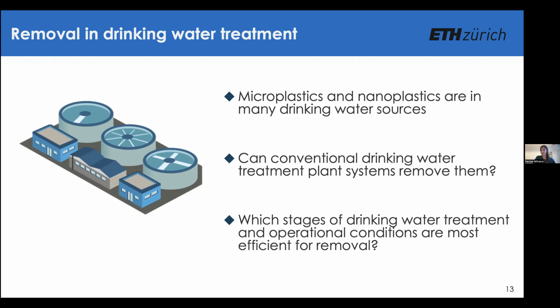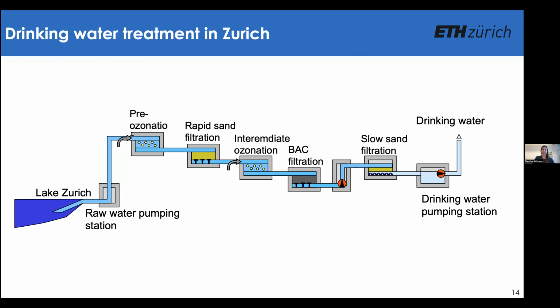Maybe not everybody is super familiar with what exactly is happening in a drinking water treatment plant. So to give a small overview of how the drinking water treatment plant looks, at least in Zurich, the raw water for drinking water is taken from Lake Zurich. It then goes through a pre-ozonation step to kill a lot of the bacteria, a rapid sand filtration, activated carbon filtration, slow sand filtration, and then finally it's distributed into households.